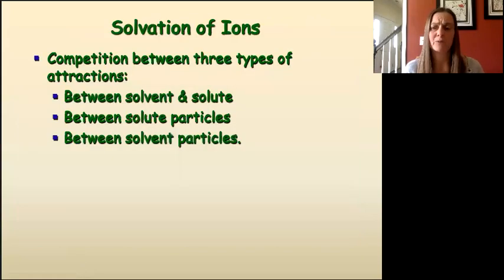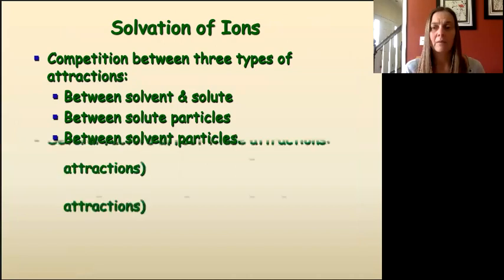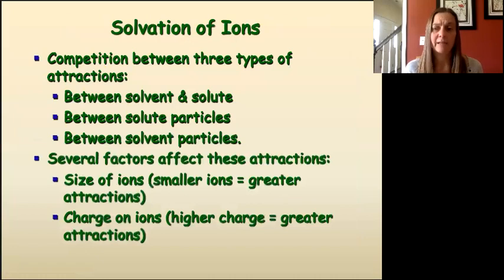So we have a competition. We have the attraction between the solvent and the solute working towards dissolving, but on the other side, we have the attraction between the solute particles and the attractions between the solvent particles. So those are working against each other. Several factors affect these attractions. If we have smaller ions, we're going to have greater attractions. That comes back to Coulomb's law that we learned about. And we have the charge on the ions. Higher charge is going to create greater attractions.